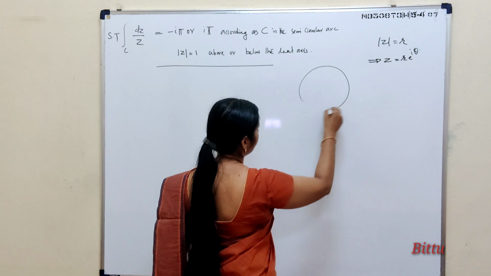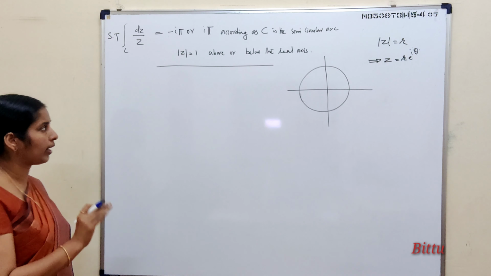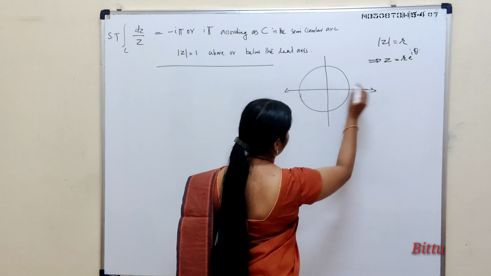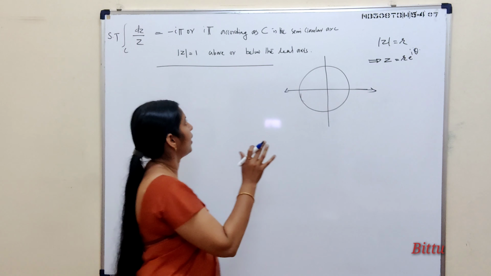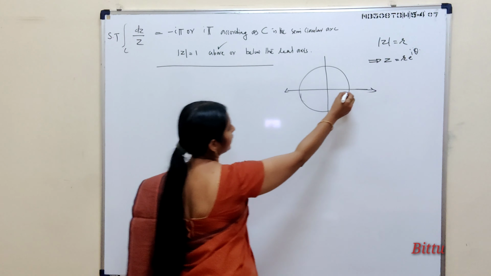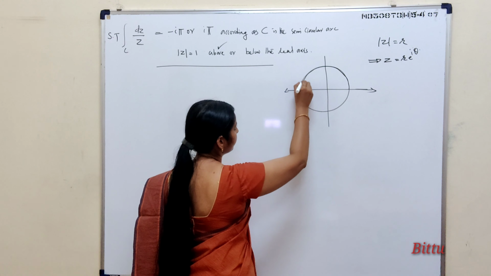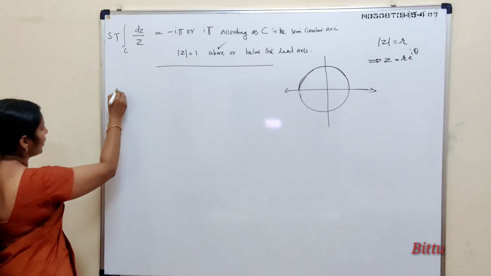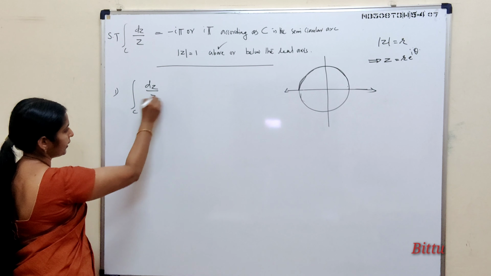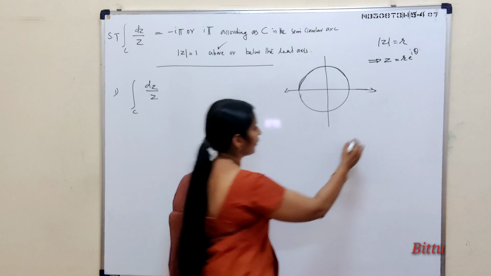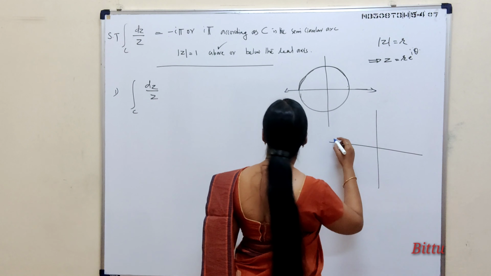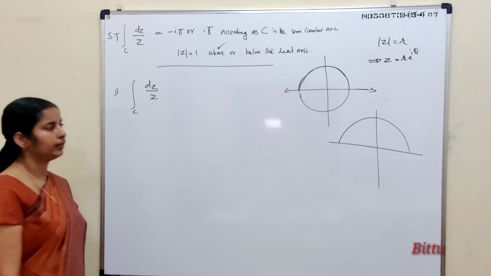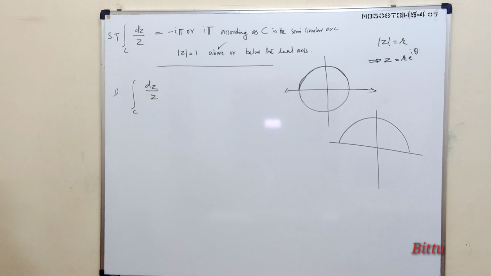You evaluate first along the semicircular arc above the real axis. This is our real axis. The semicircular arc above the real axis is this part of the unit circle. So you consider the first case, as we have to evaluate the integral over C of dz by z. The first part is above the real axis, so the upper half of the unit circle. That is, it is a semicircle in the upper half of the circle.